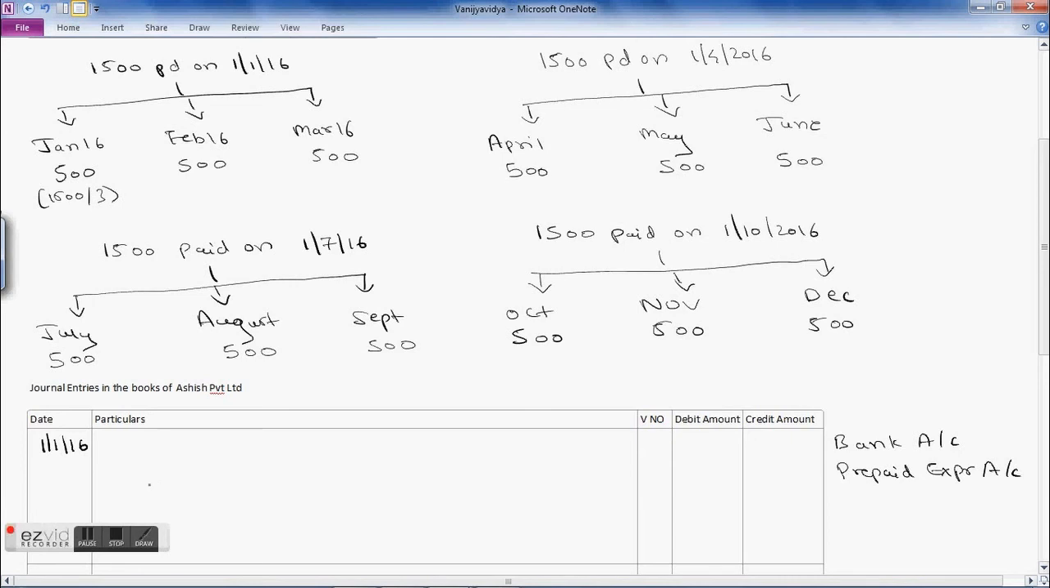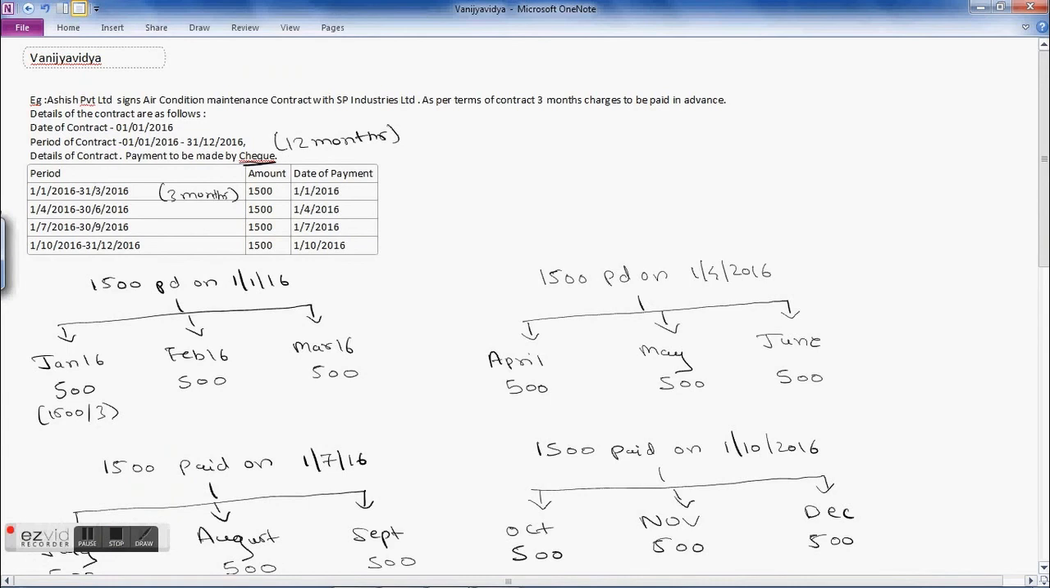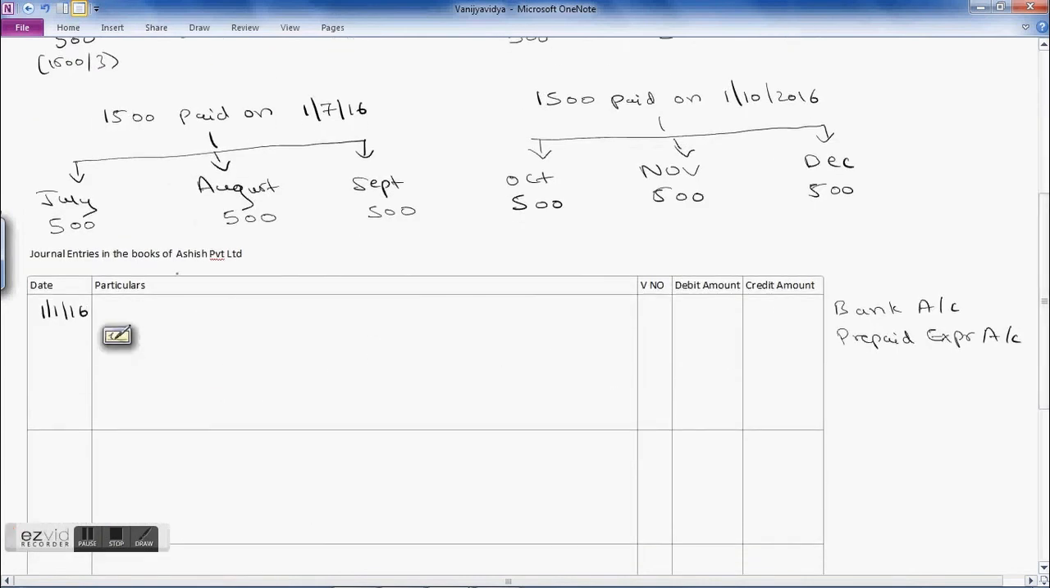Prepaid expenses account, again as explained earlier, it's a representative personal account, so debit the receiver, credit the giver. Here the company is receiving the amount. This prepaid expenses is representing whom? SP Industries. So SP Industries is receiving the amount, so entry will be prepaid expenses account, debit the receiver. How much is the amount? 1500. To bank account 1500, right?